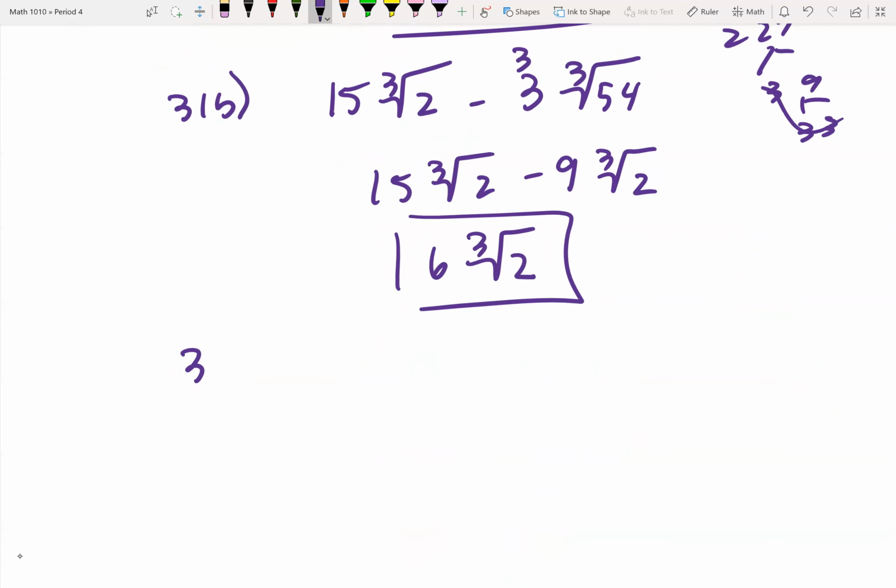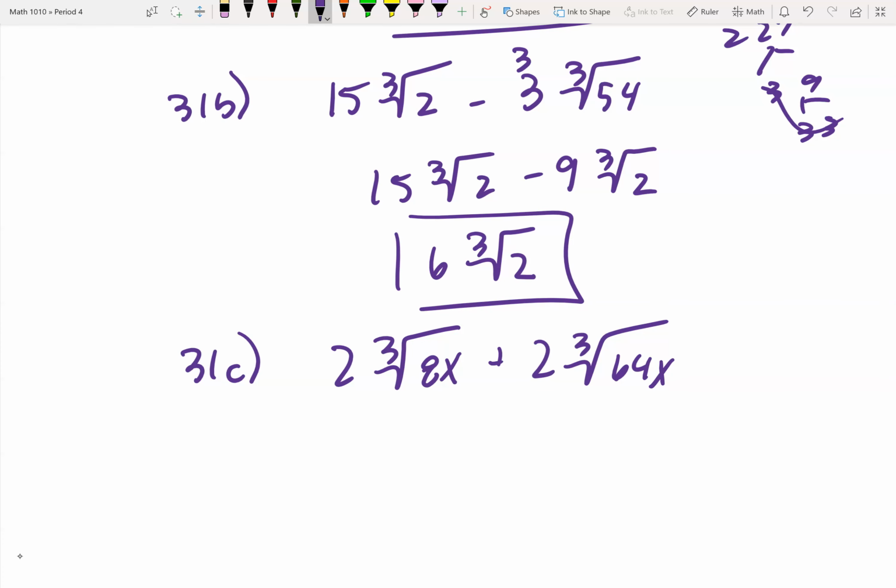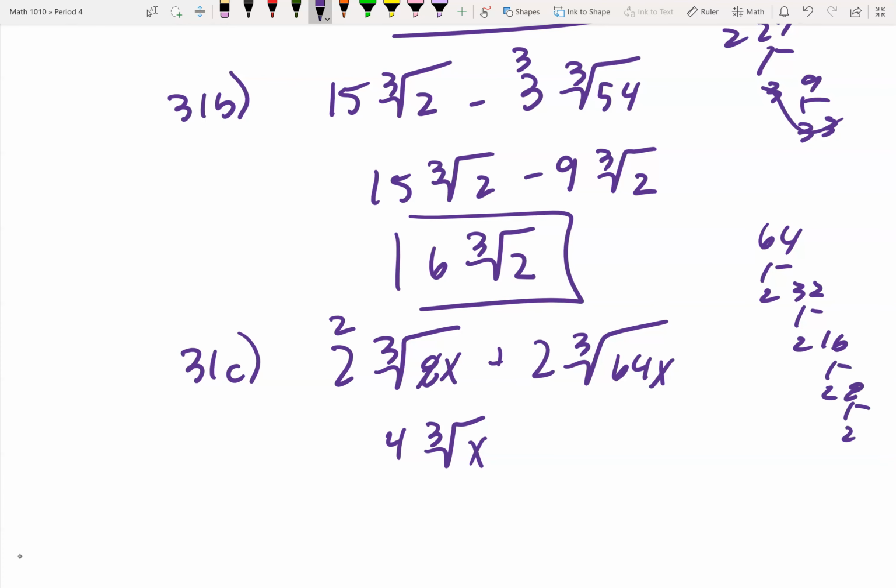Okay. Here's 31c. 2 times the cube root of 8x plus 2 times the cube root of 64x. So the cube root of 8 is a 2. So I'm just going to pull that out. 2 times 2 is 4 cube root of x. 64 is going to be 2 times 32. 32 is 2 times 16. 16 is 2 times 8. 8 is 2 times 4. 4 is 2 times 2. So these 3 2's come out.